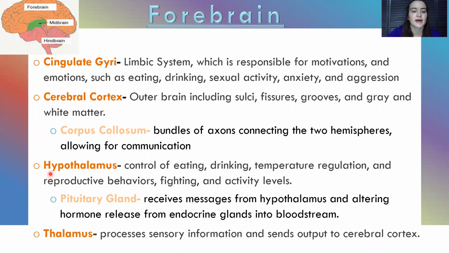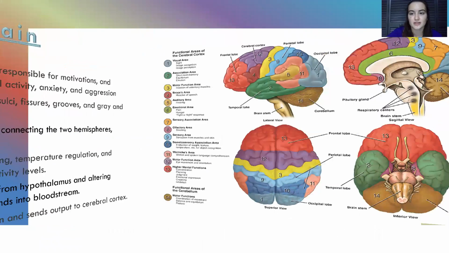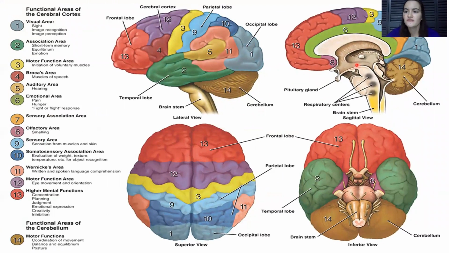So next we're going to cover the hypothalamus. Now hypo means below. So the hypothalamus is below the thalamus. Now the hypothalamus controls things such as eating and drinking and temperature regulation, but it also controls reproductive behaviors, fighting, and activity levels.